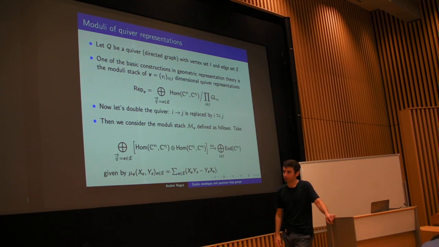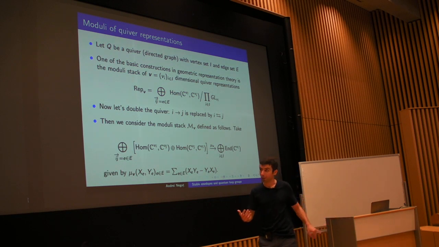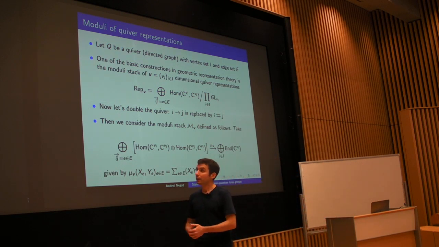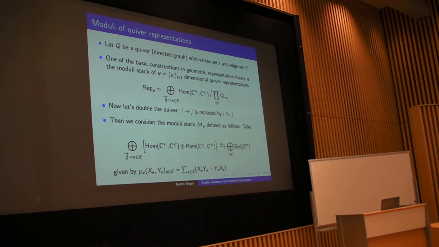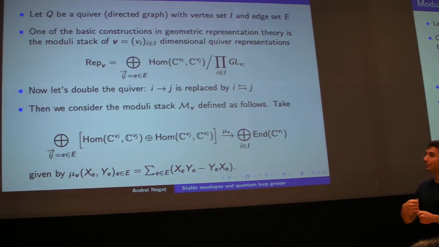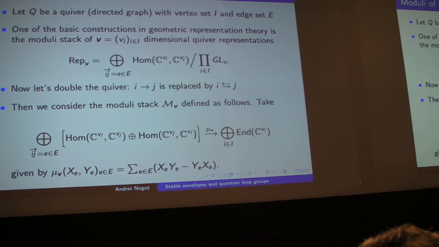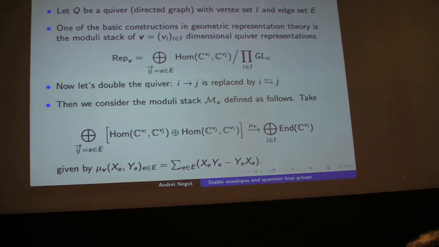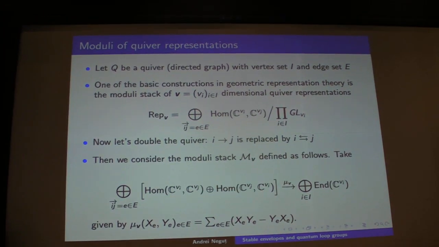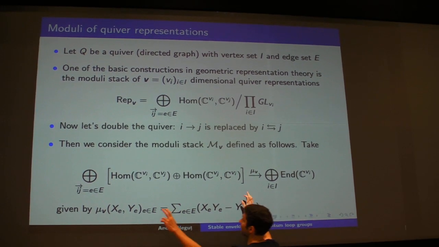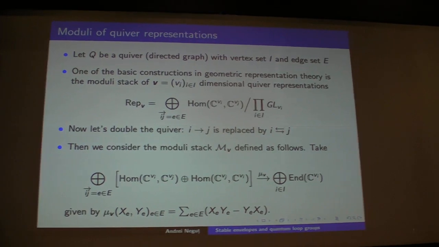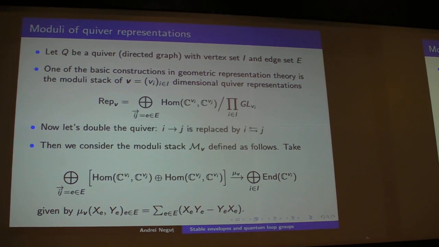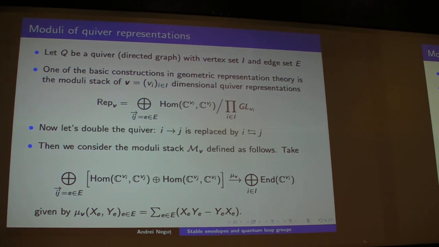And if you do this doubling business, you might be led to the following object. You can define a more complicated moduli stack as follows. You take this big affine space here, and if you think about it, it really is the same as the set of homomorphisms for Q, but for the doubled quiver, because now you have a homomorphism in the direction of the arrow IJ, and also a homomorphism back. But you don't just take this big affine space. Instead, you take this quadratic map, which goes from the affine space of homomorphisms to the direct sum of endomorphisms of the V_Is, and the quadratic map is given by this formula.